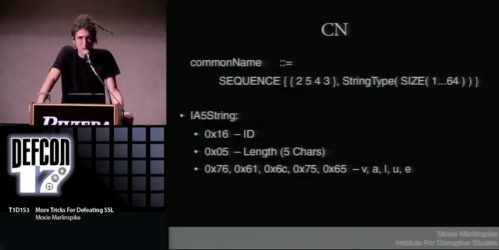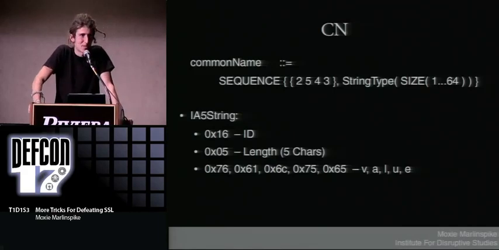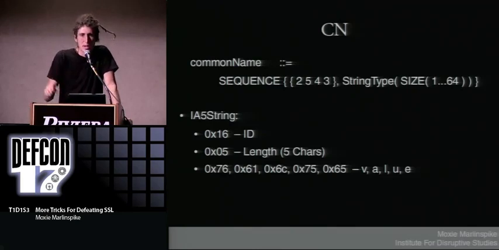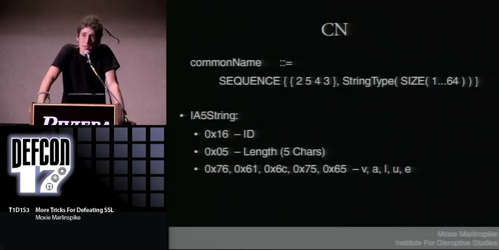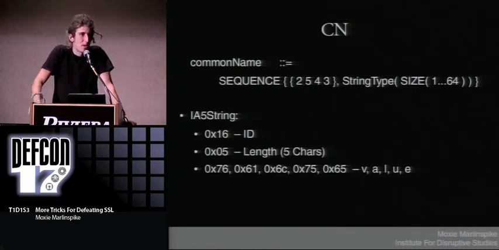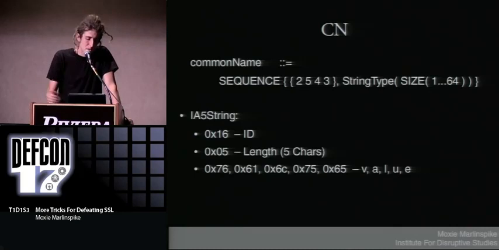X509 is specified by an ASN.1 formatted structure. A common name is basically the sequence that identifies it as the common name, and then a string type. There are many different string types that are supported, but one of the most common is just an ASCII string, right? So an IA5 string.